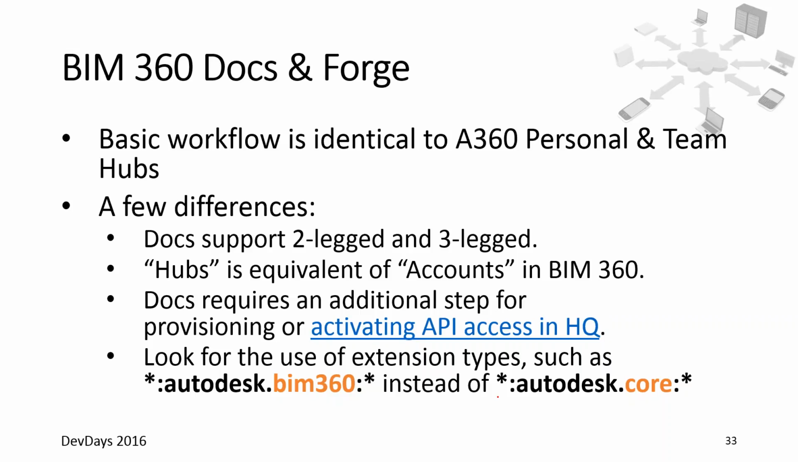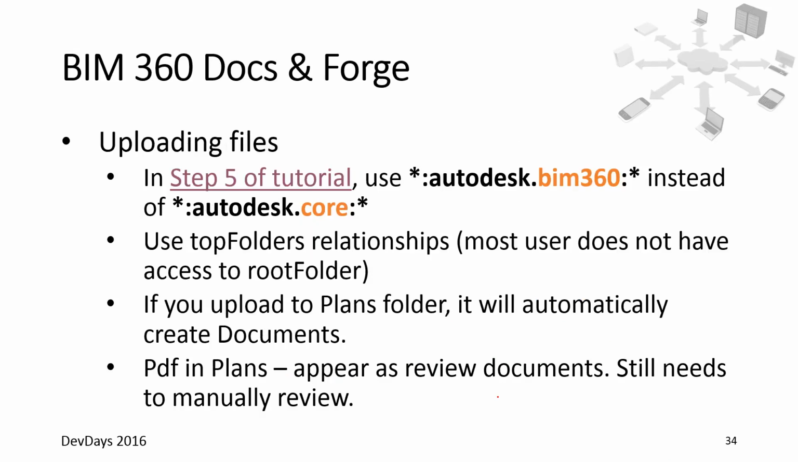And activating API access in HQ is needed. And then look for the use of the extension types such as Autodesk BIM 360 instead of Autodesk Core. For instance, if you want to upload a file, in step 5 of the tutorial, you need to use Autodesk BIM 360 instead of Autodesk Core. Autodesk Core means that it works for the team and personal ones, but BIM 360 has a special signal. So this is a part which makes a difference.